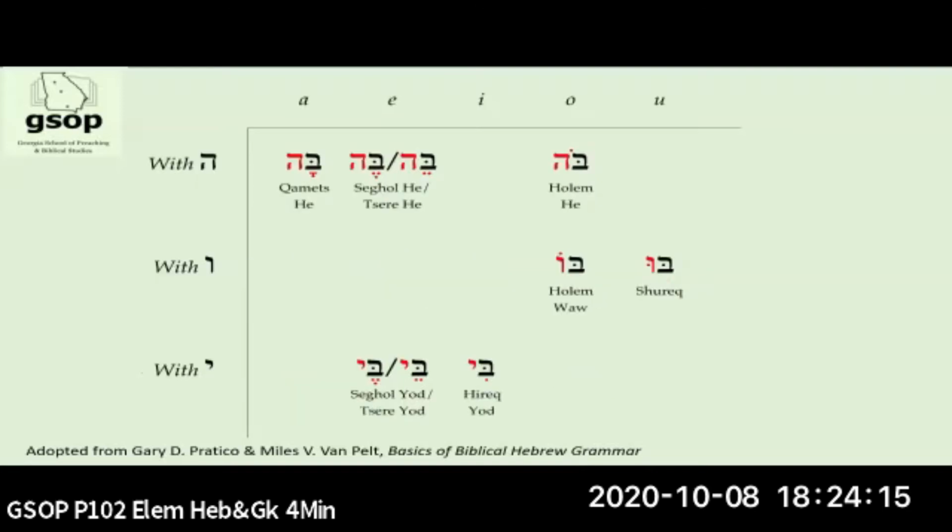As compared to the letter vowels. The letter vowels, the hey, the yod, and the vav, when they're associated with a vowel, are letter vowels. It's no longer a consonant. It's no longer a hey. It's no longer a yod. It's no longer a vav. It's the vowel, and the vowel has the exact same sound as the pointing vowel that's with it. So, kamech hey is still ba.